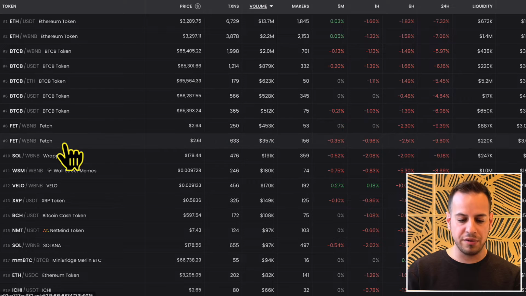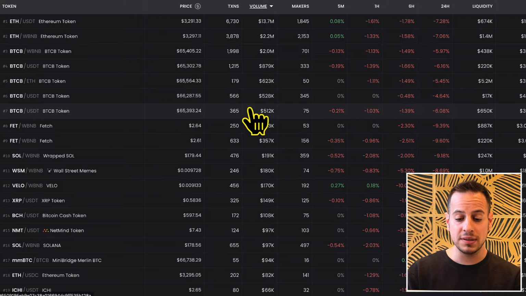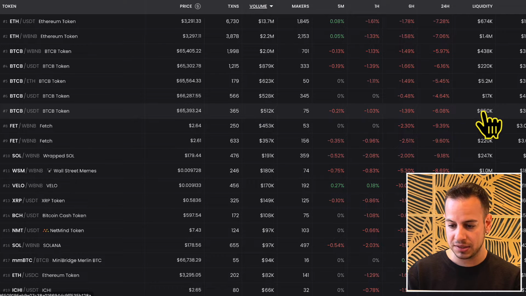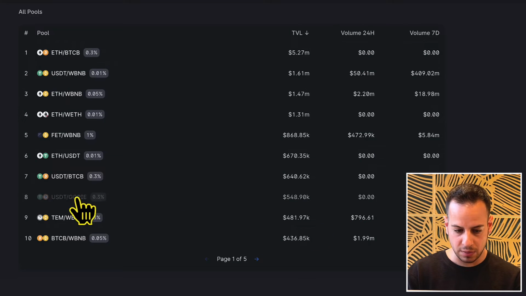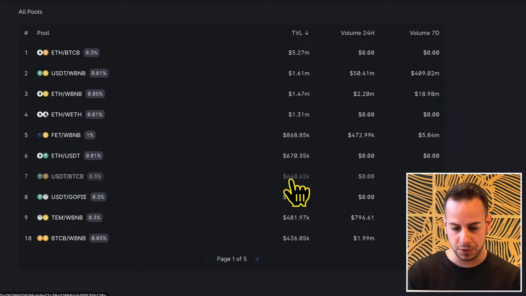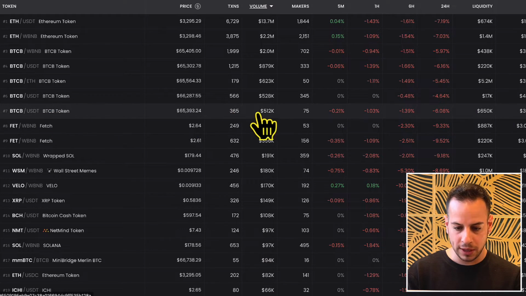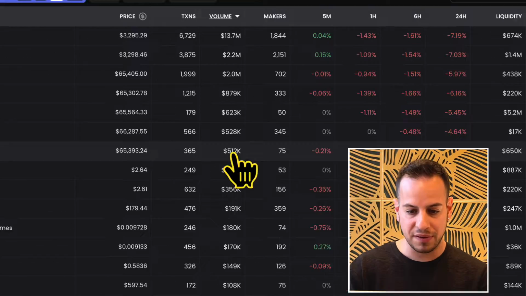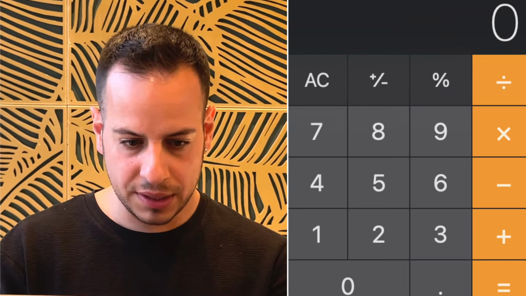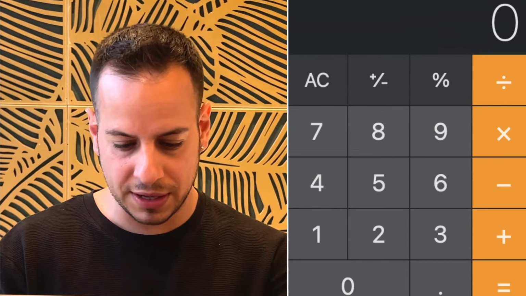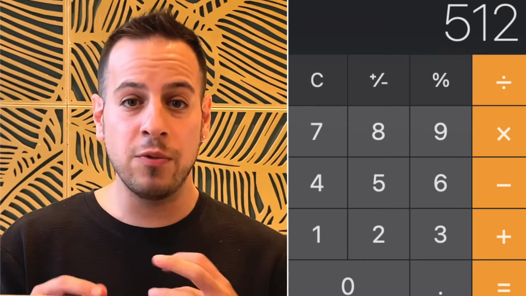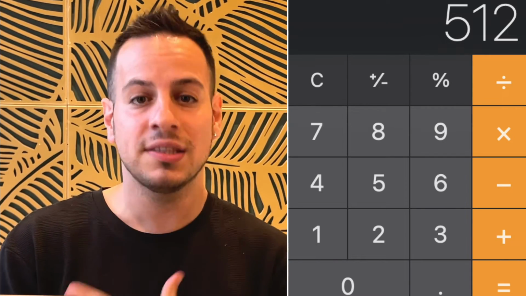So this is our pair over here, number 7, BTCB-USDT, 500K volume in the last 24 hours and liquidity 650K. So we can go back to Uniswap and we find it here. It's the same pair with 650K. And now we're going to calculate how much fees you're going to make when you provide liquidity to this pair. We're going to take the volume in the last 24 hours, which is actually more than 500K. It's 512K.